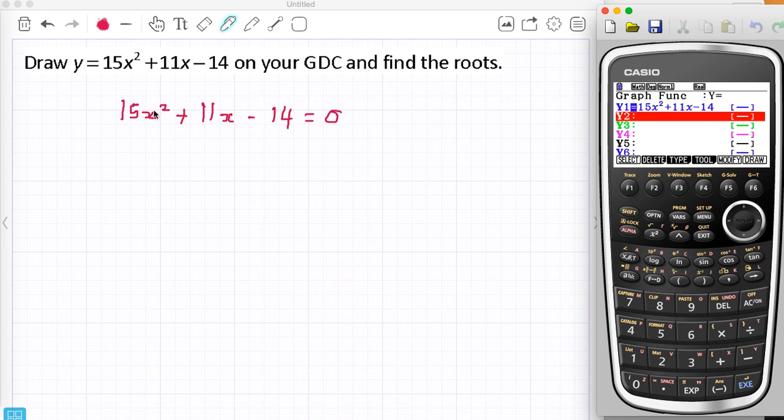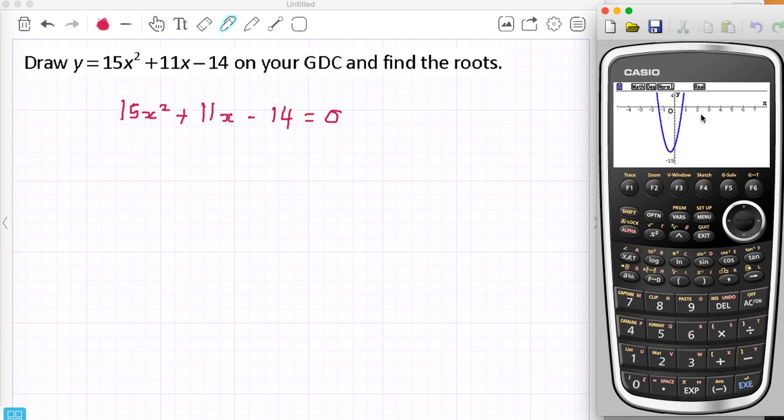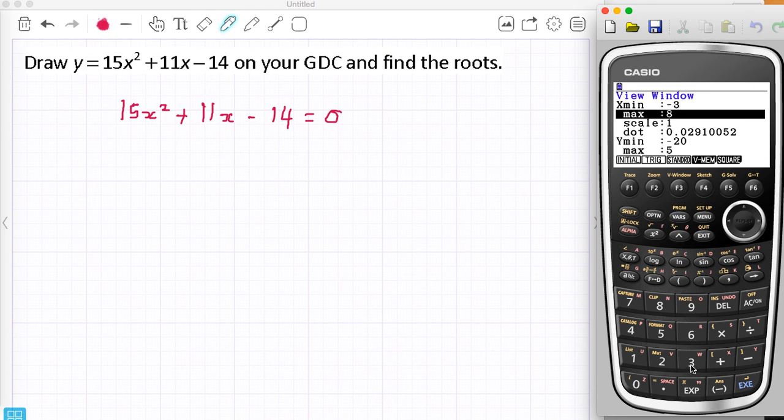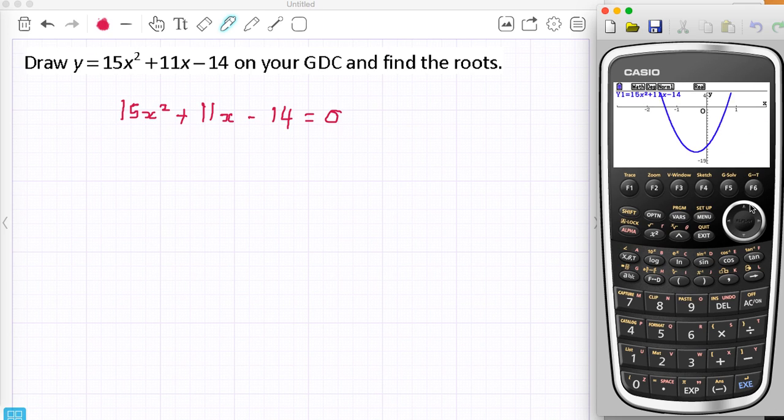So that's my quadratic equation in. Now I want to draw it. It doesn't matter if I can't see the whole curve. Oh, I can. But maybe I just want to make that a little bit tighter, to make it a bit nicer. So I'm going to go to V-Window and reduce the X values, because it just gives me a better curve from -3 up to 2. Let's draw it again. Aha.